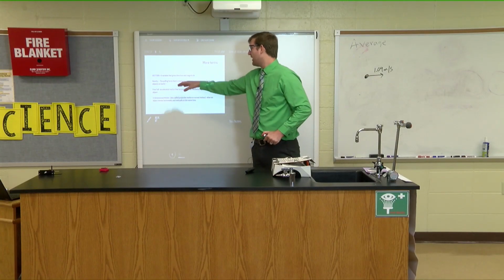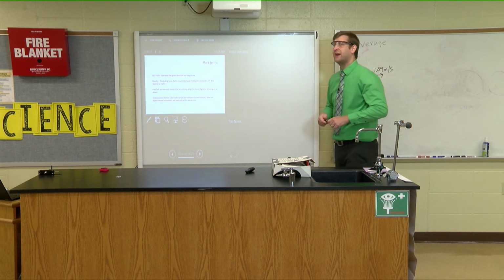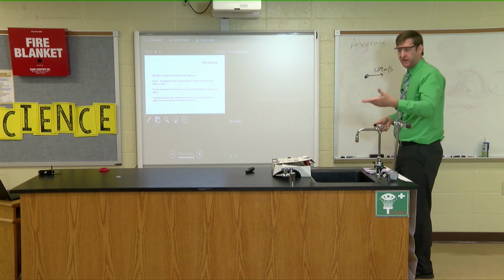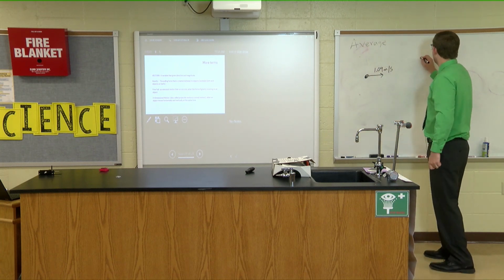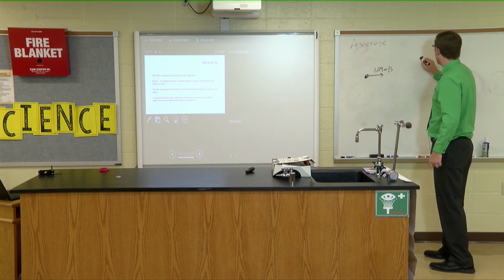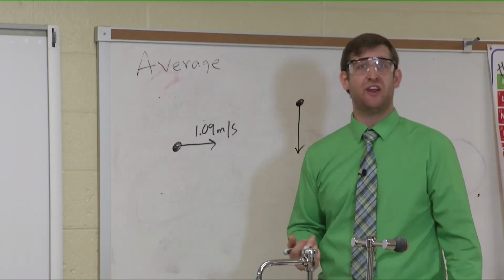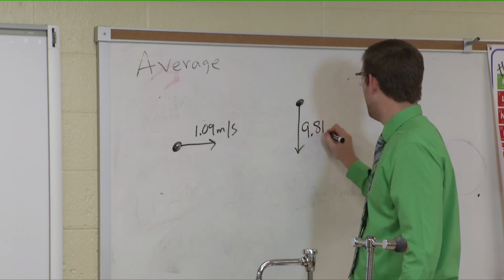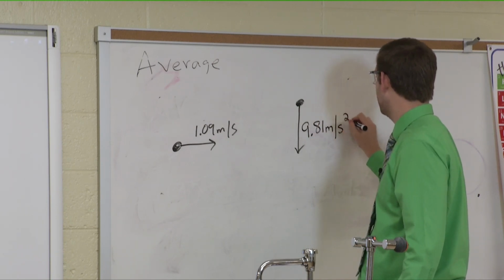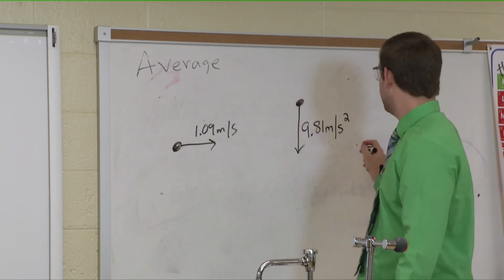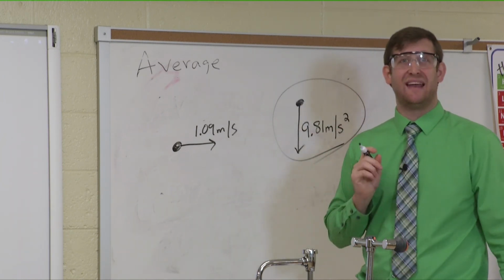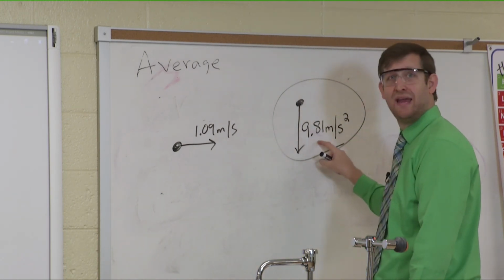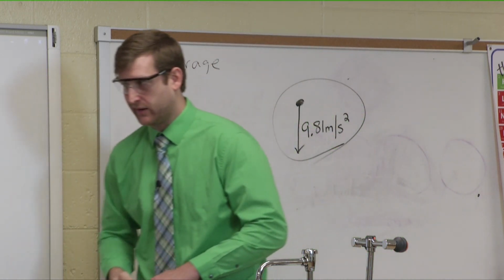Gravity. Gravity is the pulling force that is created between two objects. In this case, it's the massive Earth and us, or those balls. So here is your object, and then gravity pulls down to Earth at an acceleration of 9.81 meters per second squared. Now, you need to know this. Acceleration due to gravity is 9.81 meters per second squared.